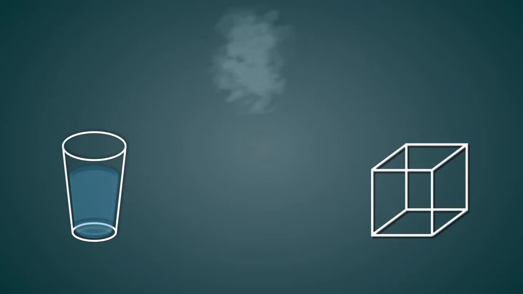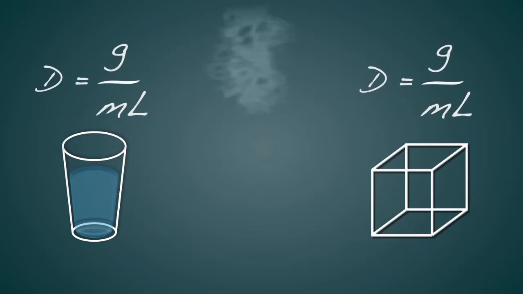The difference is, of course, gases are a lot less dense. So the units that are normally used to describe density, mass divided by volume, for solids and liquids is grams per milliliter. Whereas for gases, we normally use the units grams per liter.